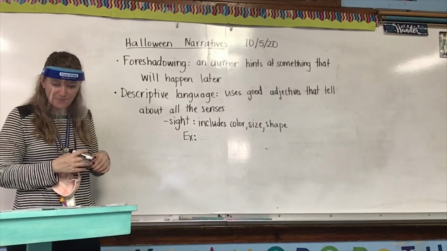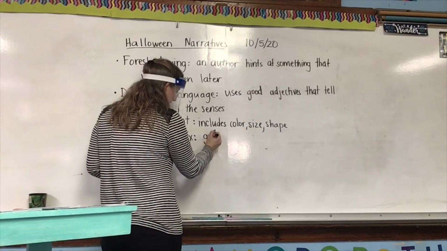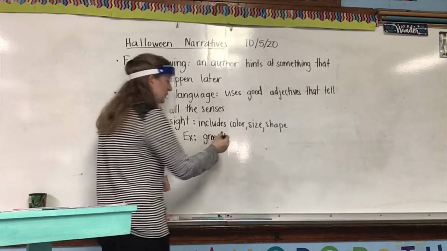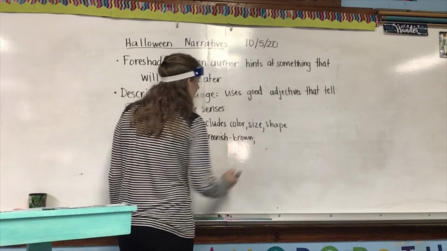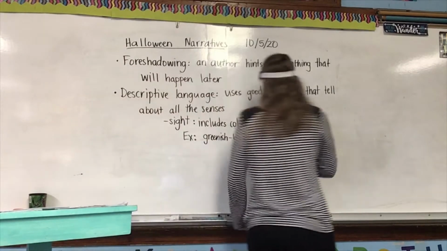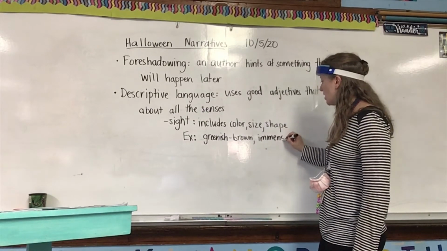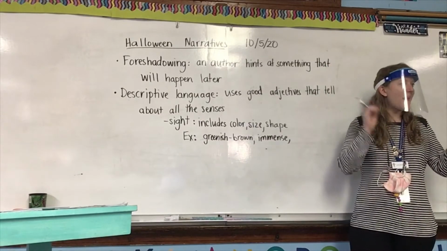So for example, green, let's use a more interesting one, like greenish brown. It's slightly more interesting. For size, you could use something like immense, which means so huge, even bigger than huge. Immense is massive.